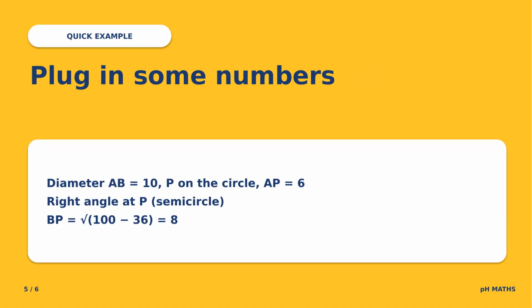Quick example. Diameter AB equals 10. P is on the circle. AP equals 6. Find BP. Right angle at P from the semicircle rule. Pythagoras. AP squared plus BP squared equals AB squared. 36 plus BP squared equals 100. BP squared equals 64. BP equals 8.